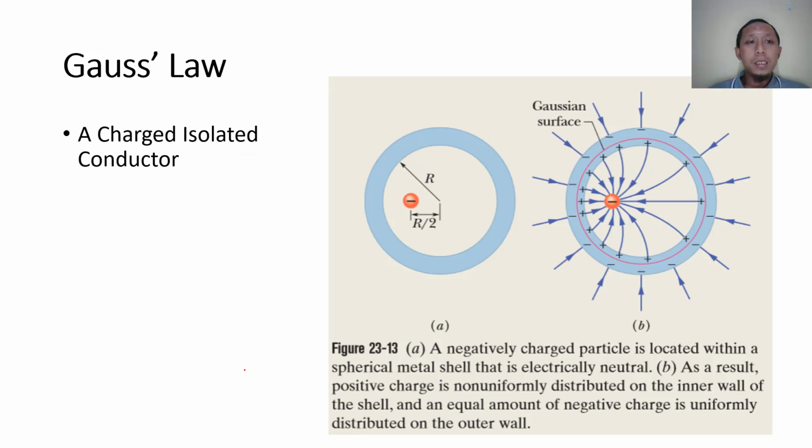And then this is the charged isolated conductor like this one. If we have the charge like this, and this is the surface, we call it the Gaussian surface. So this is the negative here, and the negative will attract the positive like this one. So this is a positive ion here, and this is the negative ion. So the positive charge is distributed on the inner wall of the cavity, and the negative charge on the outer wall.